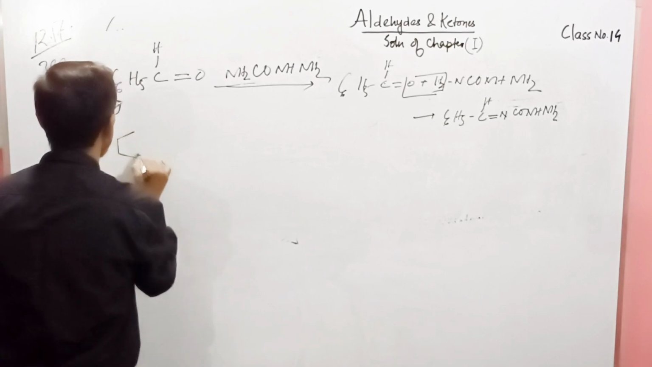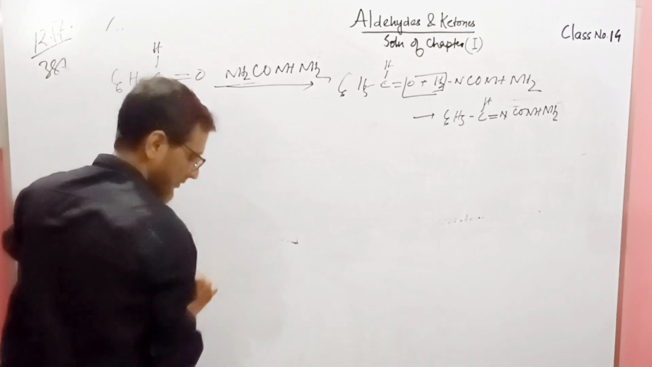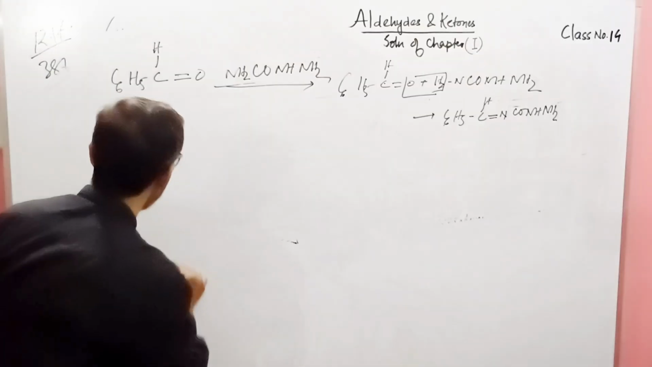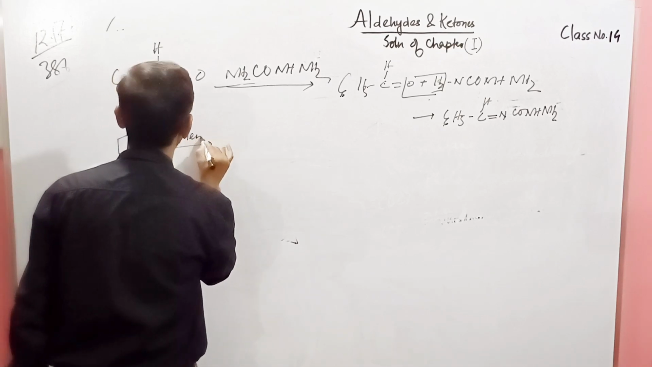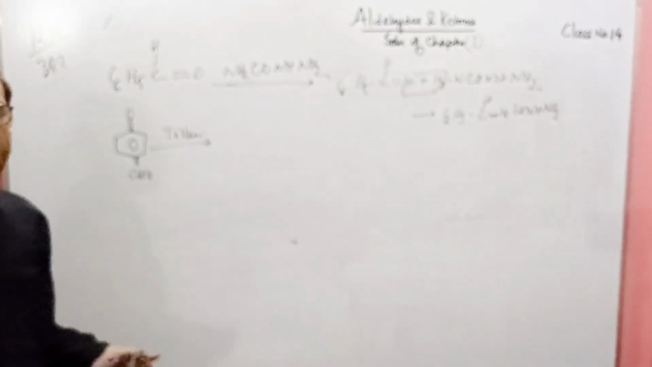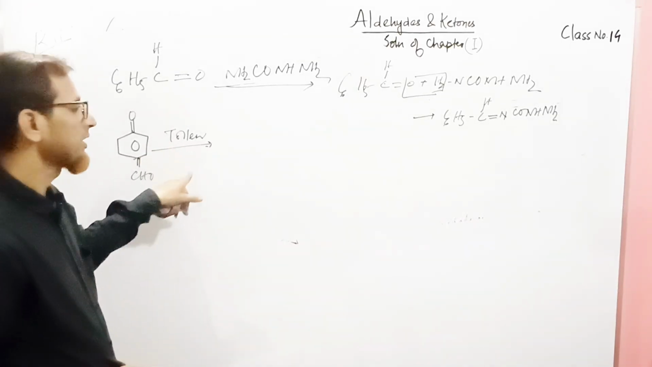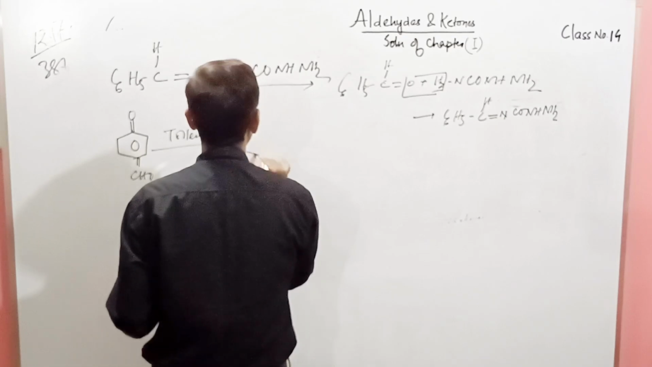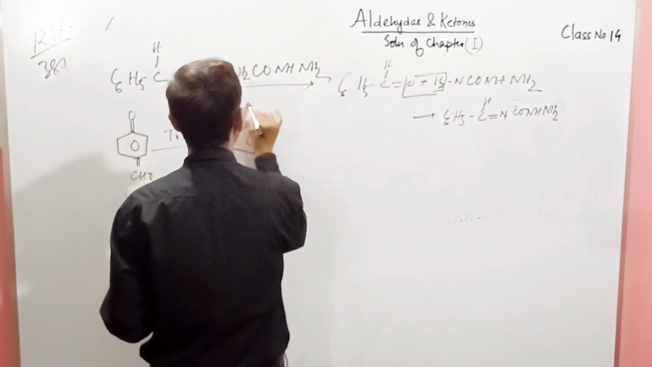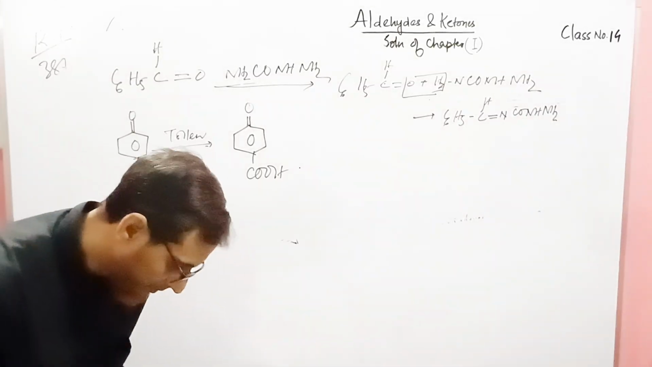Next one is CHO. You are asked to react it with Tollens reagent. One very important thing here is that Tollens reagent is a weak oxidizing agent. CHO will go to COOH. It will never act on a ketone. Ketone compounds do not react with Tollens or Fehling's.